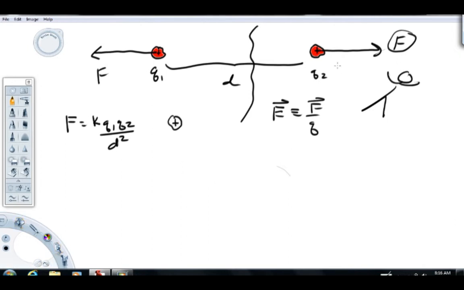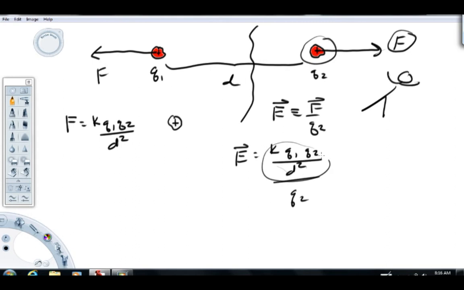All right, so we're going to go back to this equation right here. The electric field we know is equal to F over Q. Now this Q in this example would be Q2. And the F, by Coulomb's law, we know can be written K Q1 Q2 over distance squared. So if I replace the F with how it's calculated with Coulomb's law, then we're dividing by Q2. So this is force over Q2.